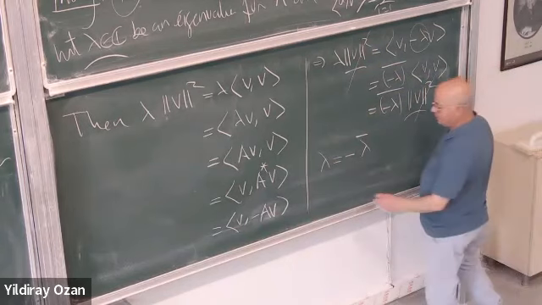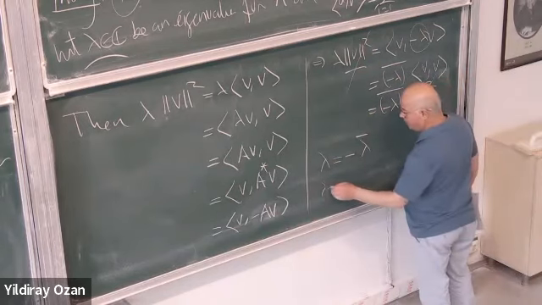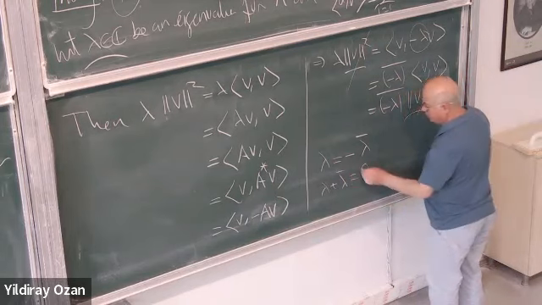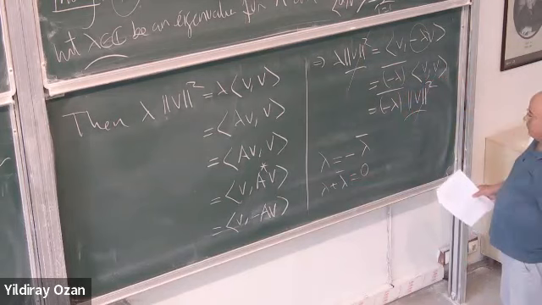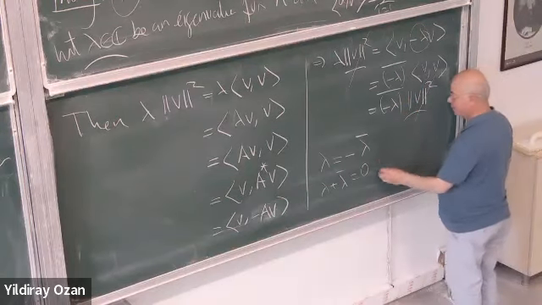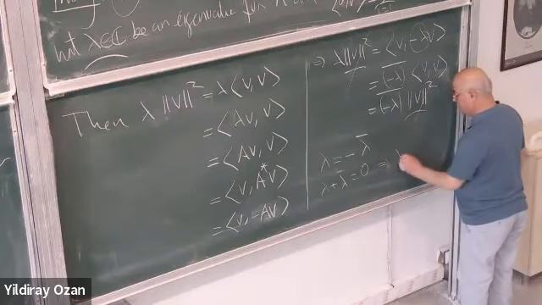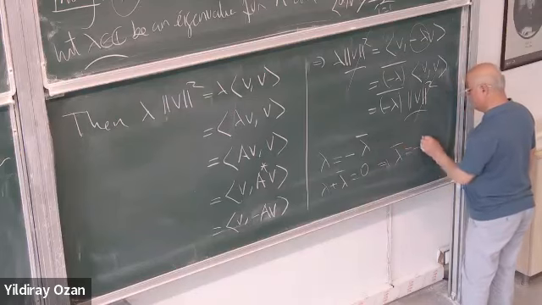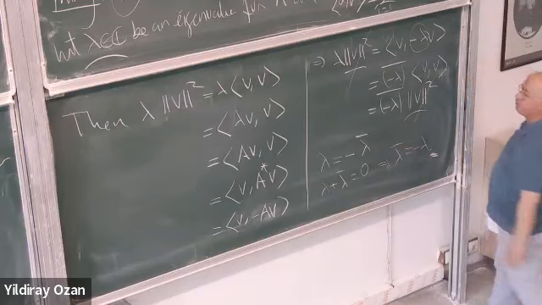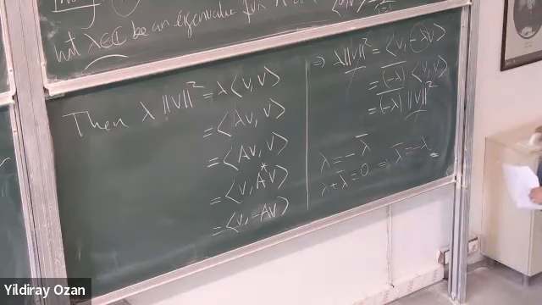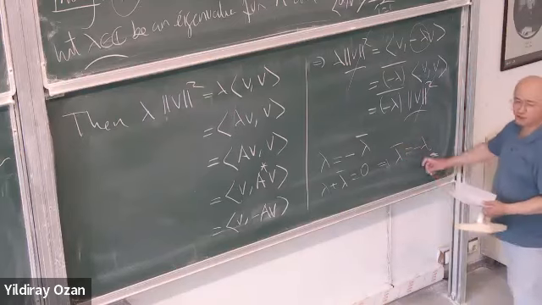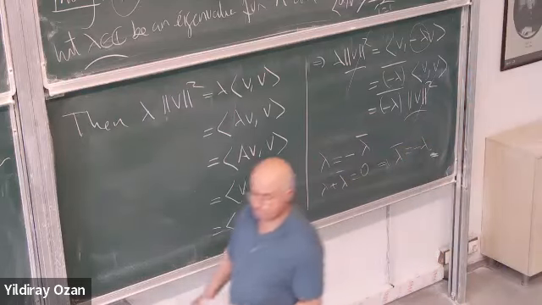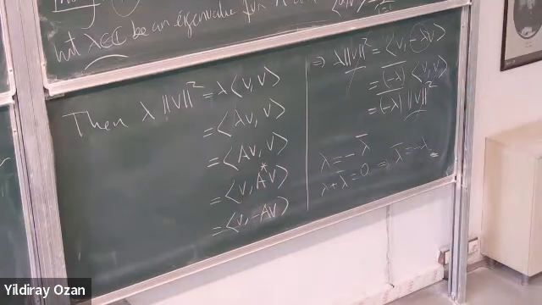So this means lambda plus lambda bar is 0. So this is finished. Therefore, if we have an eigenvalue, it should be purely imaginary. Okay? Like this one, over here.